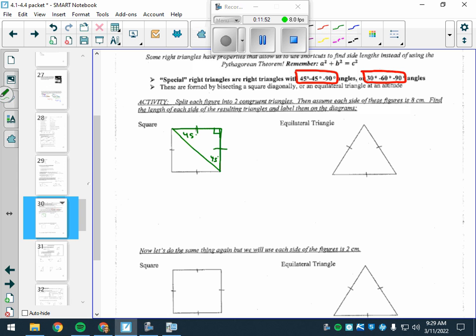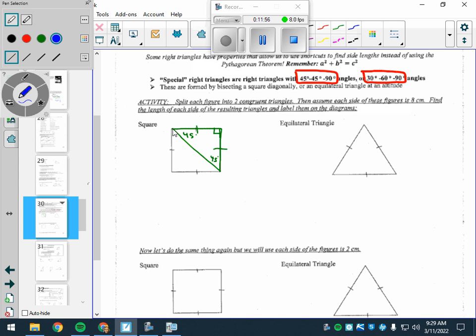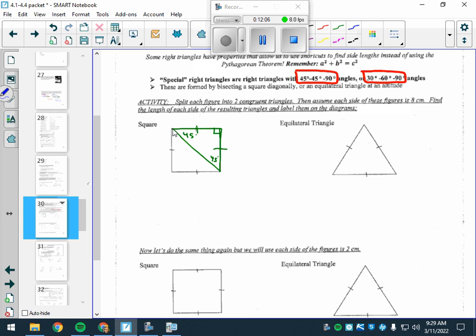If you look at this equilateral triangle, by the way, what does an equilateral triangle and a square have in common? What do they have in common? Hello? Yeah, all the sides are congruent. All the sides are the same length, right? So basically we have an equilateral quadrilateral, which is a square, and we have an equilateral triangle, right?